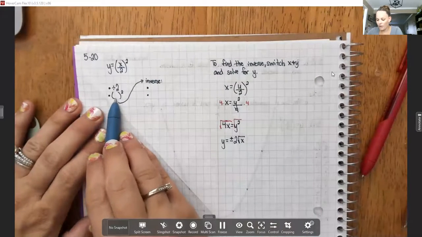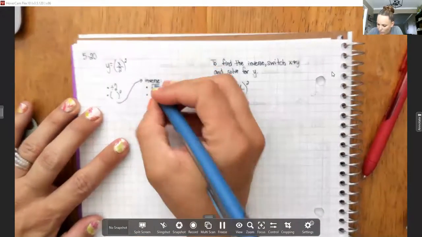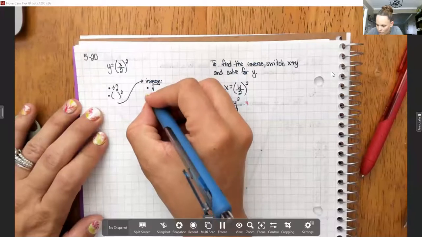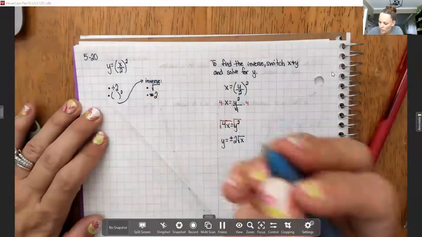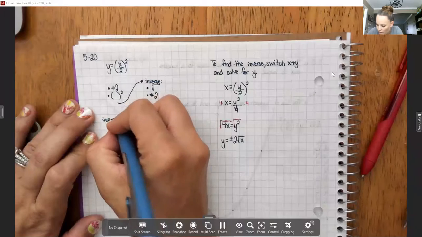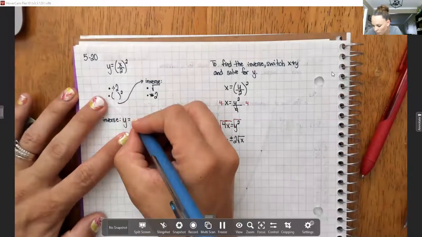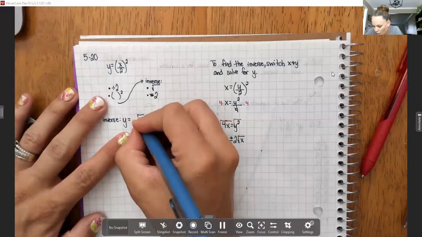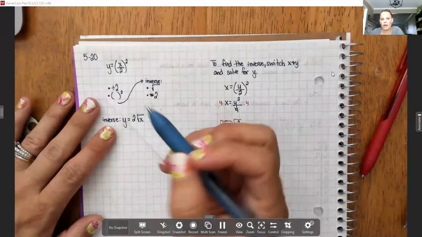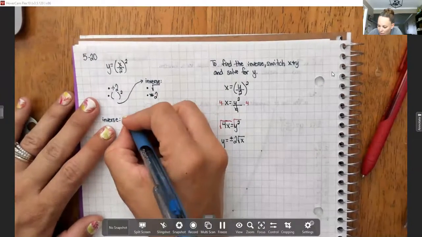Just like here, undoing the squared would be the square root, and then undoing dividing by 2 would be to multiply by 2. So my inverse would be y equals the square root of x times 2. And what you want to be careful of here is you still need this plus or minus.